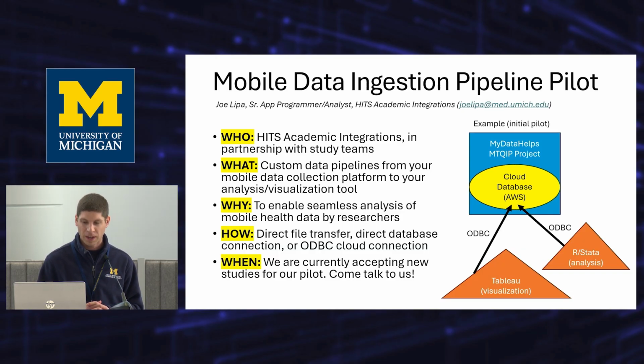And so why do we want to do this? We want to make it as seamless as possible for you. And so there's really 3 ways that we've done this kind of work so far. The first is with just a direct file transfer. So sometimes people just need a CSV file and they need it in their shared folder.